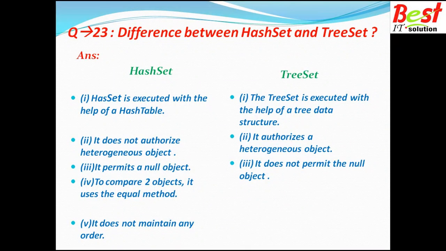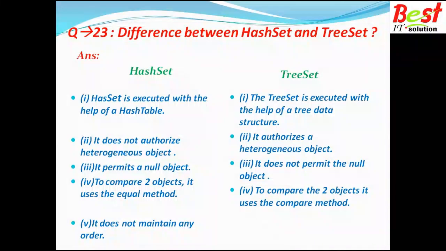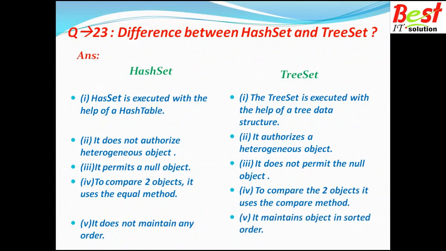And in HashSet, to compare two objects, it uses the equals method, but in TreeSet, to compare the two objects, it uses the compare method. Okay, so this is the difference.